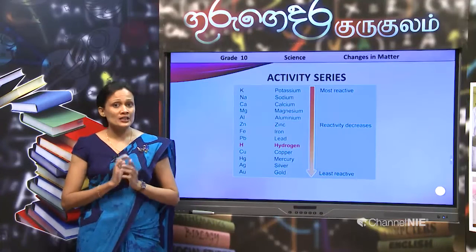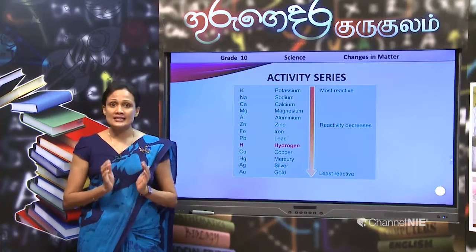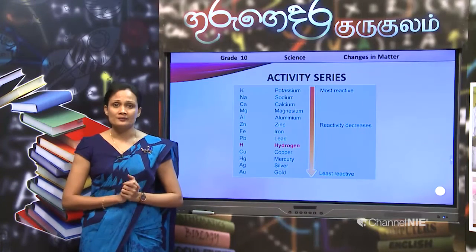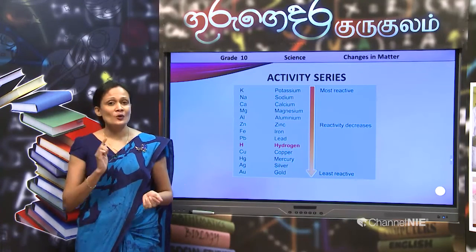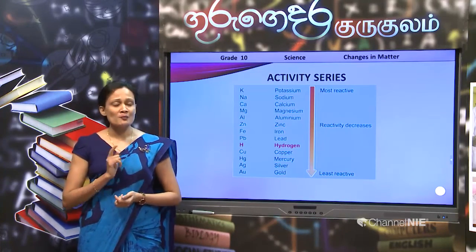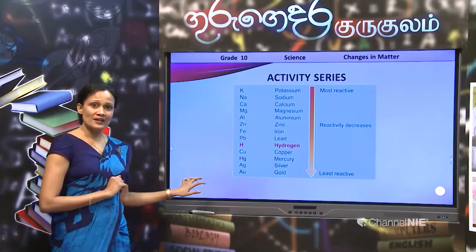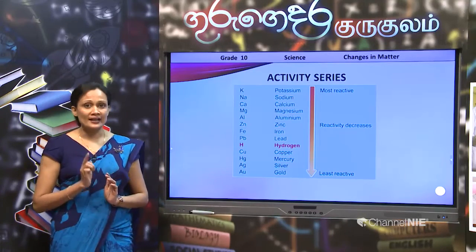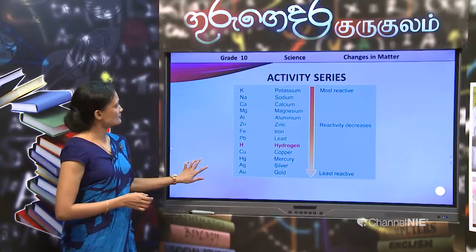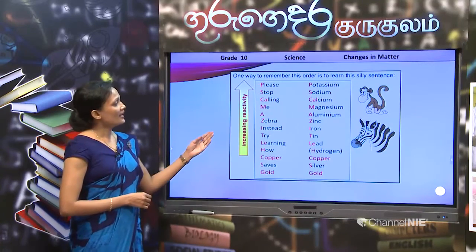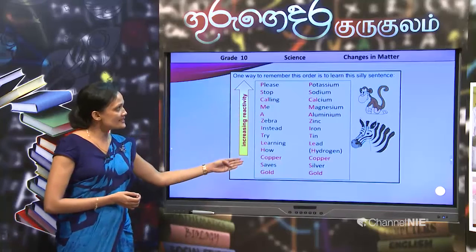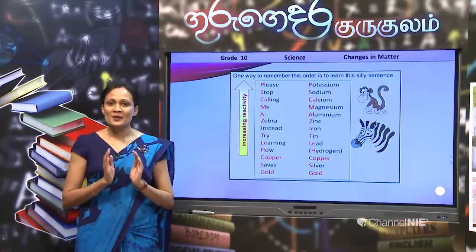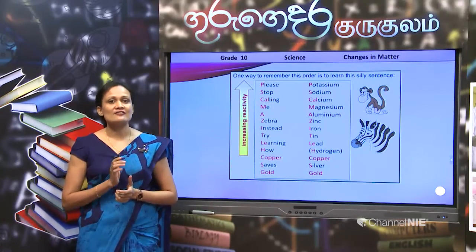Children, you need to remember these metals in order. So how do we remember those things? It is very easy. I am going to show you a simple way of remembering the activity series. Here, look at this one. By using that silly sentence, you can memorize the activity series.